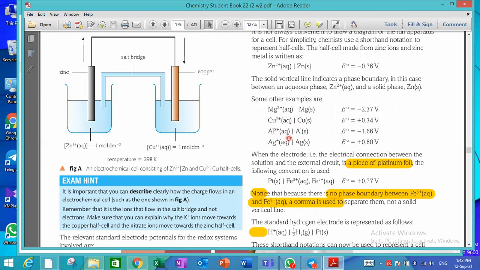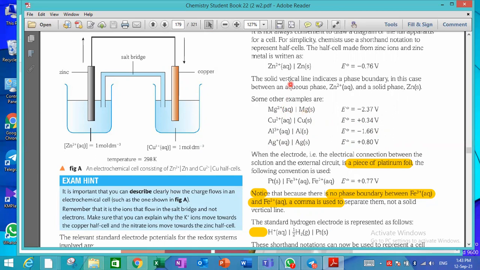Aluminium ion, solid aluminium, solid vertical line means that there is a phase boundary between aluminium metal and its aluminium ions in the solution. E naught value is minus 1.66 volts, which also means that aluminium is a reducing agent. It would prefer to be oxidized. Silver ion, silver, E naught value plus 0.8 volts means that silver ions are oxidizing agents because they would like to be reduced to form silver metal, and this is shown by the positive value of the standard electrode potential.